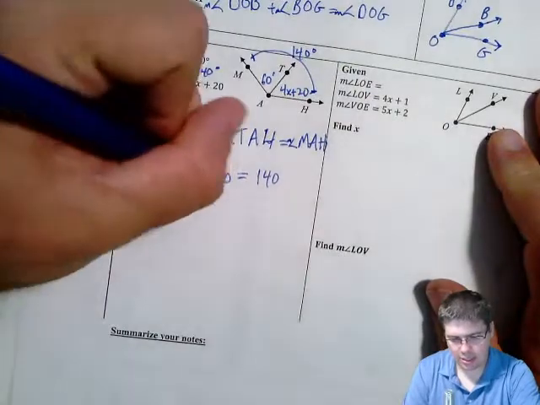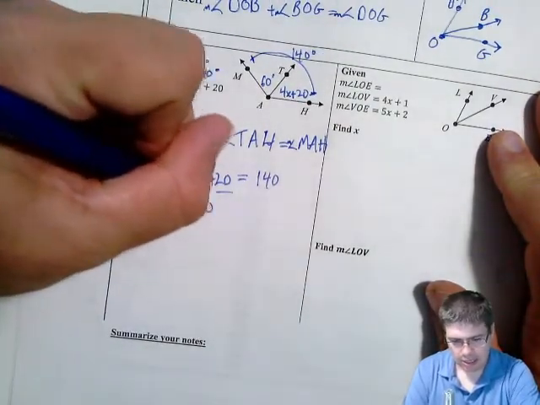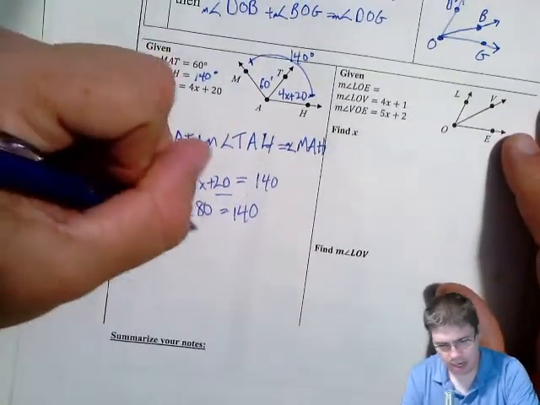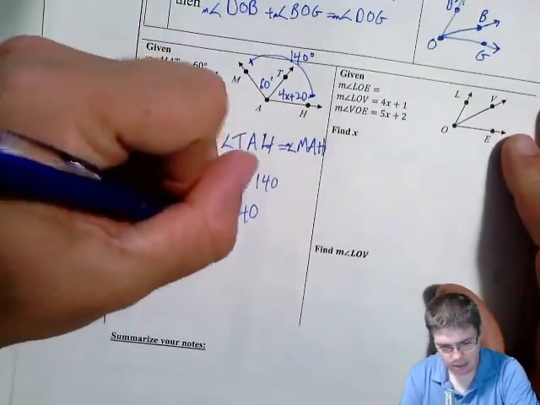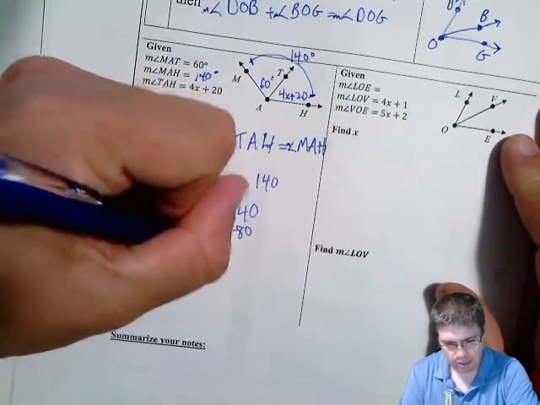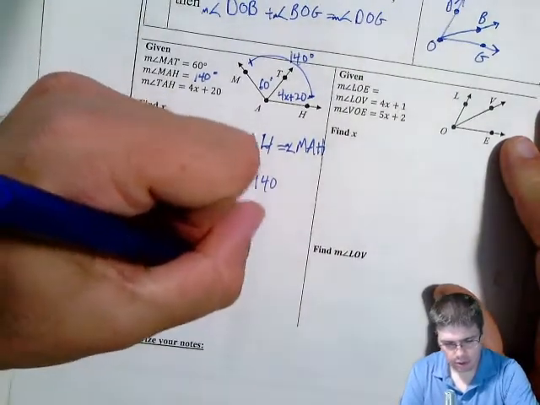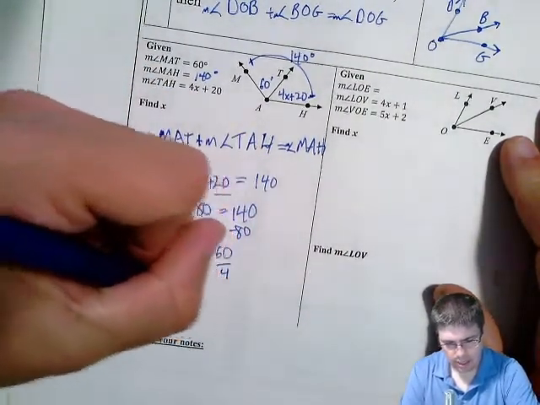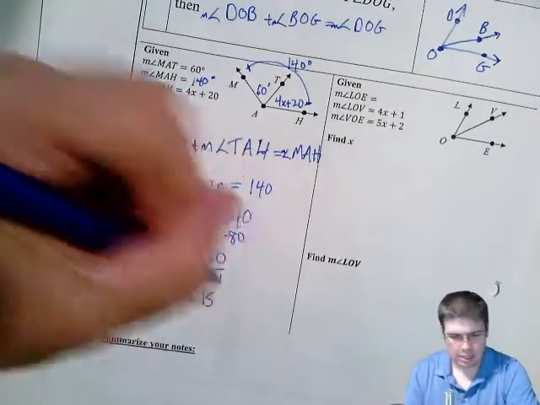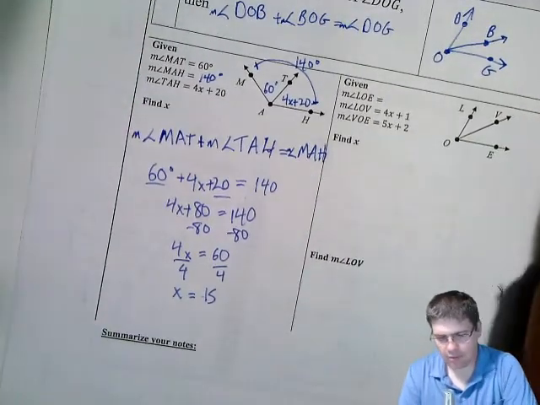We've got 60 and 20 we can combine to get 4x plus 80 is 140, and then subtract the 80 from both sides. So we get 4x is equal to 60, and then we can divide both sides by 4, and we're going to get x is 15 degrees. So that would be finding x.